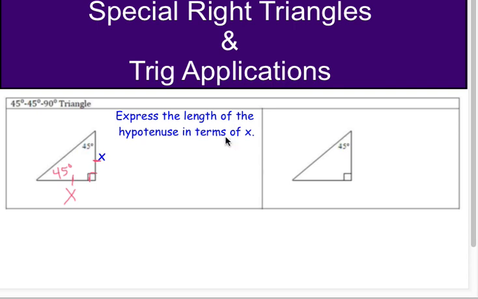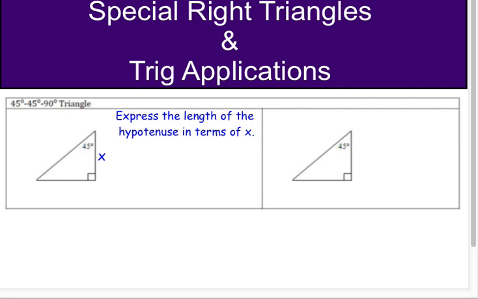Hello class, today we're going to go ahead and start our section on special right triangles and trigonometric applications. We are going to look at 45, 45, 90 triangles and 30, 60, 90 triangles. Your learning target for today is that you'll be able to apply the properties of these special right triangles.